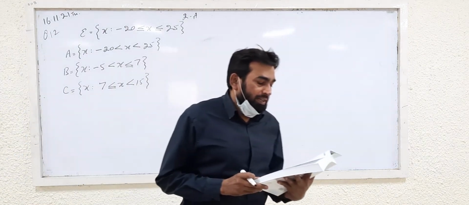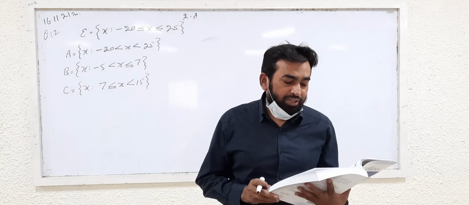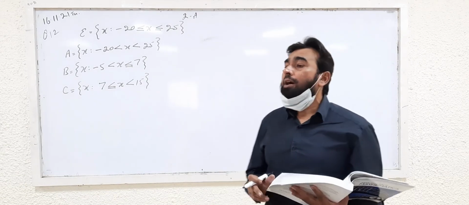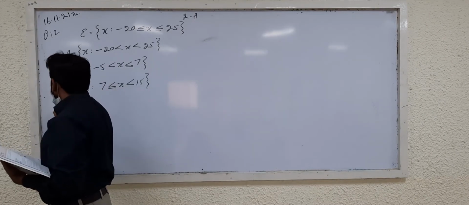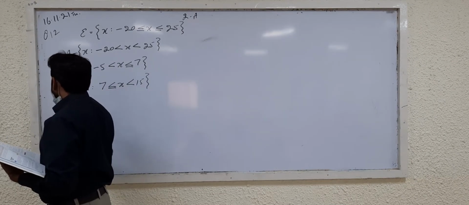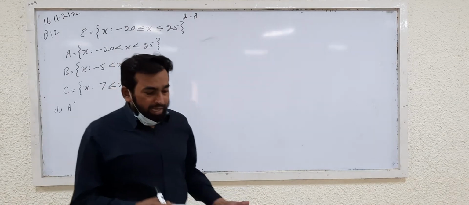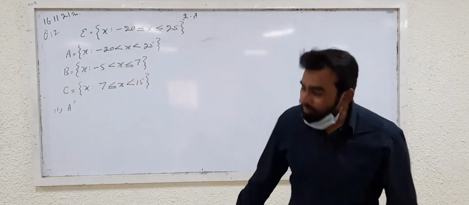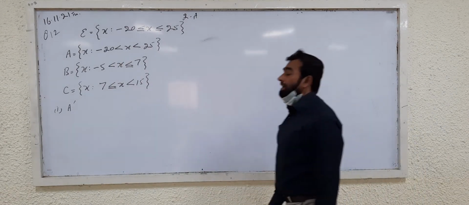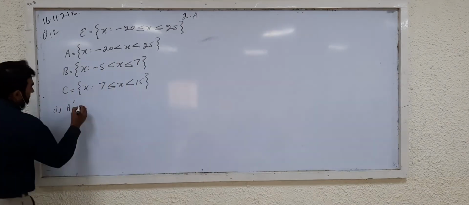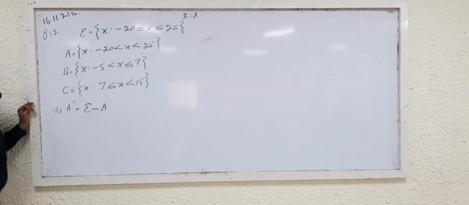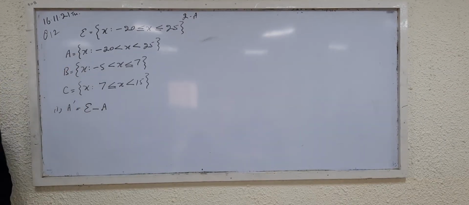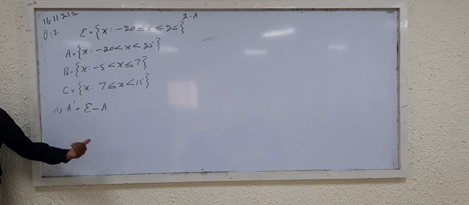Write down expressions for the following, illustrating each solution on a number line. First of all, he is asking part 1, A complement. A complement means the elements which are not included in A. I told you that this is called A complement. It means universal set minus A. From the universal set, you have to subtract the set A.